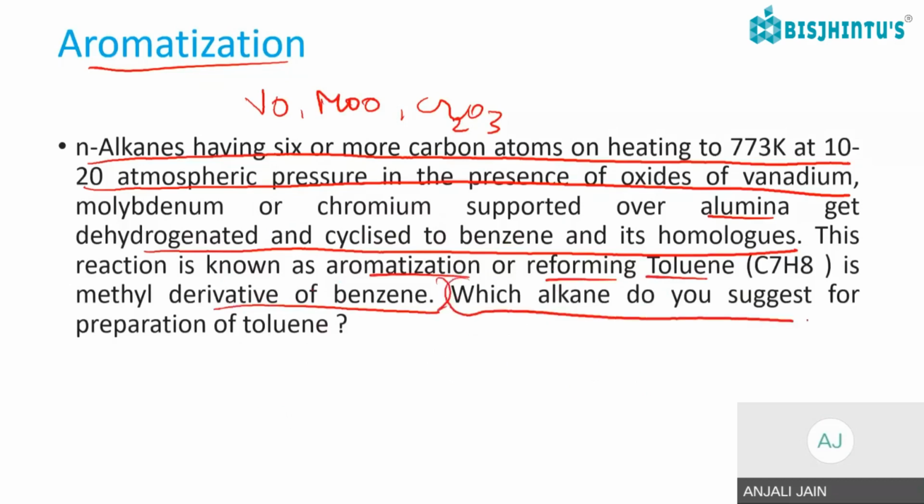Which alkane do you suggest for the preparation of toluene? The 7-membered heptane has to be considered: heptane, 1, 2, 3, 4, 5, 6, and 7 carbons.